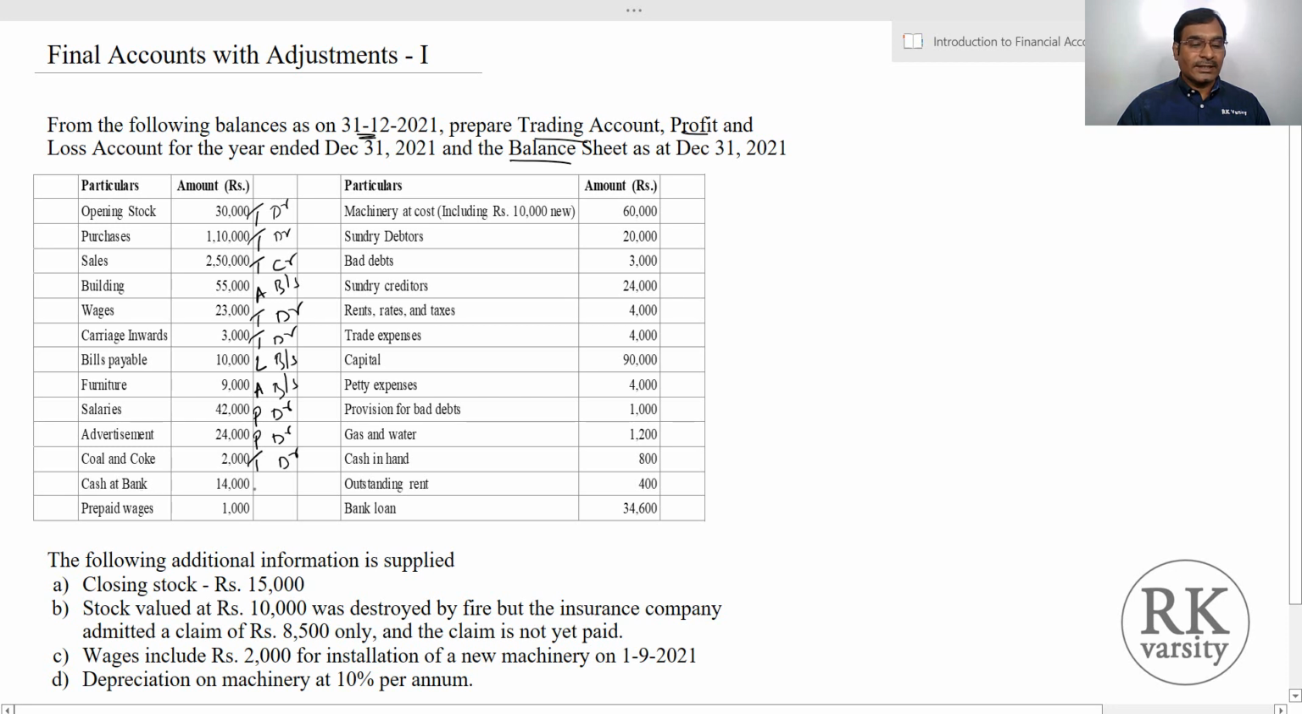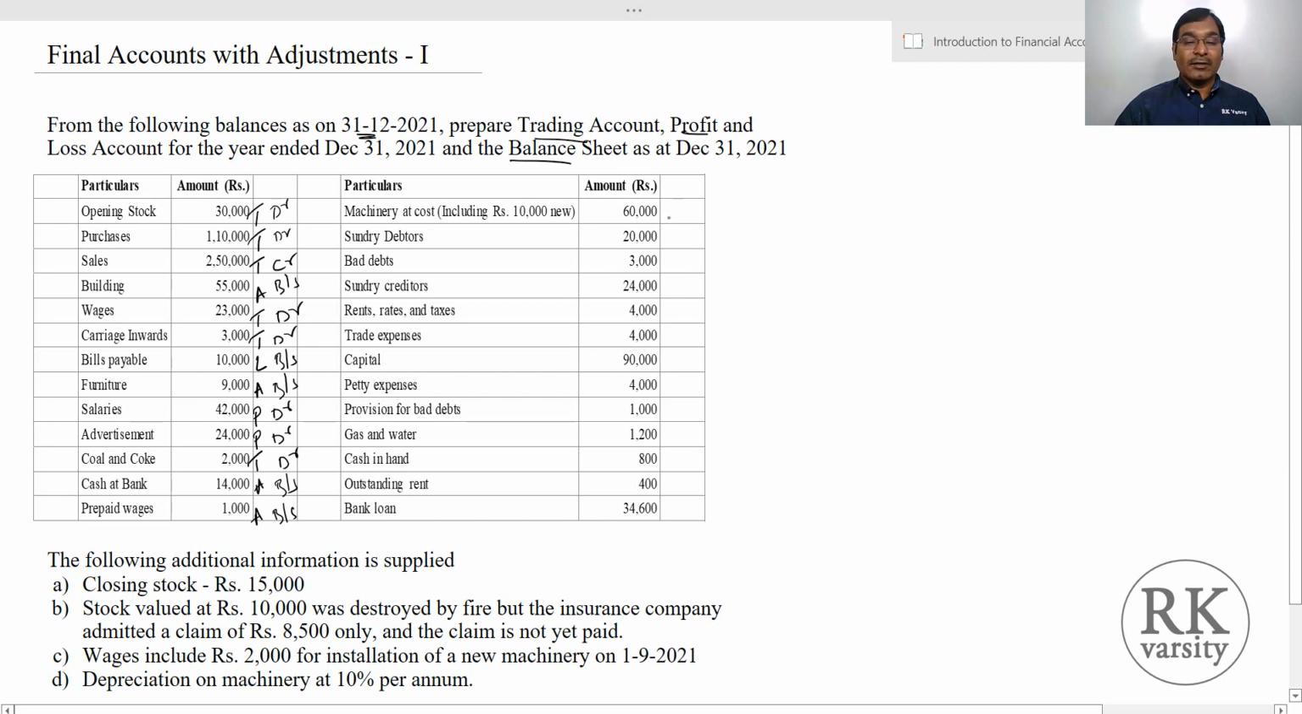Cash at bank is an asset, so it is in the balance sheet. Prepaid wages, so wages paid in advance, is an asset and appears in the balance sheet. Your prepaid wages is the wages that you paid in advance, so this is not used during the current year. That's the reason why this is treated as an asset. That means this amount we will adjust in the next year. So as of now you own this money.